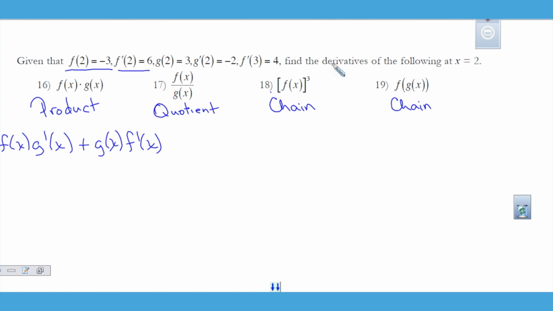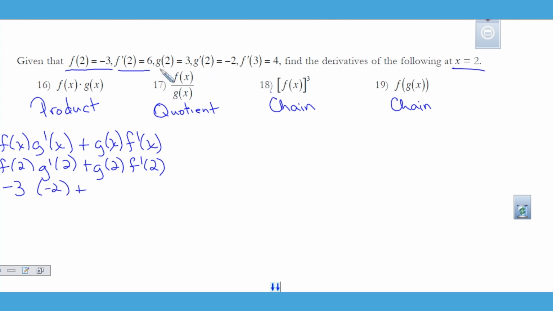And so then you're going to plug in. It says at x equals 2, so you plug 2 in there. So f of 2, g prime at 2, plus g at 2, and then f prime of 2. Now you see where all these values are, and you just plug them in wherever they go. F of 2 is negative 3, so I'm going to put a negative 3 right there. G prime of 2, let's see, G prime of 2 is negative 2.